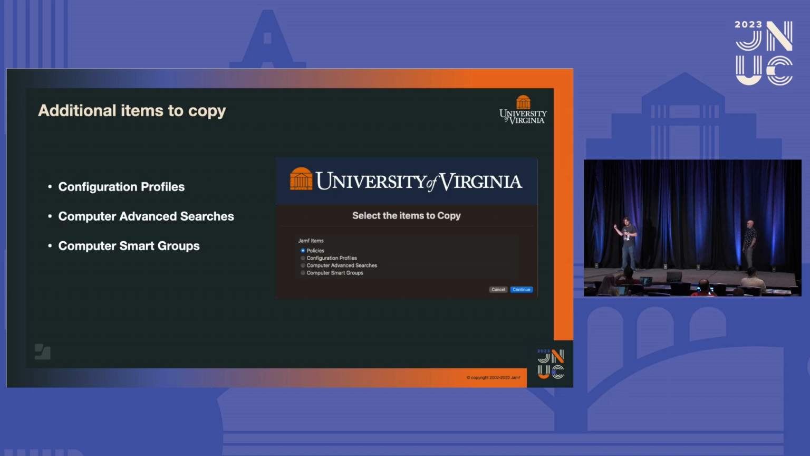Additional items to copy, like I was saying, we were just doing policies. Now, we decided to go through and look at it a little bit further. Can we do configuration profiles? Can we do advanced searches? Can we do smart groups? And luckily, those things were fairly similar, so it didn't take too much tweaking to get those also working.